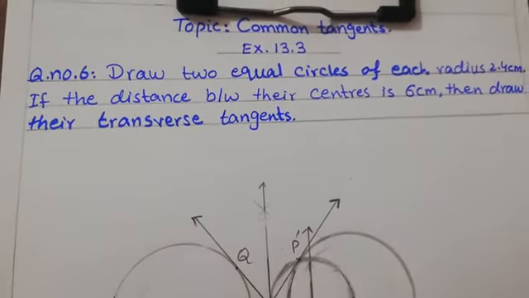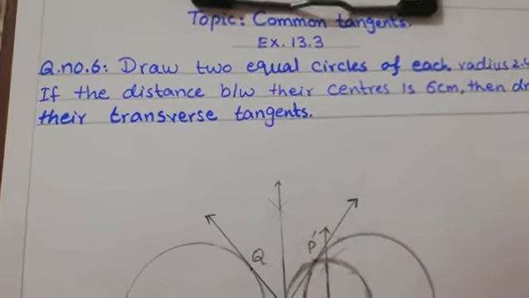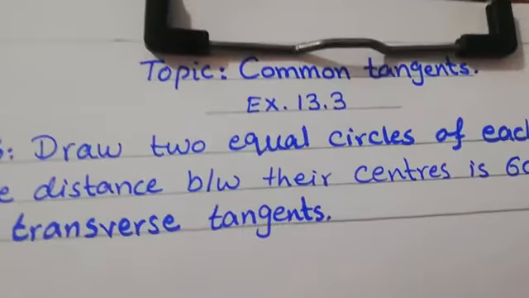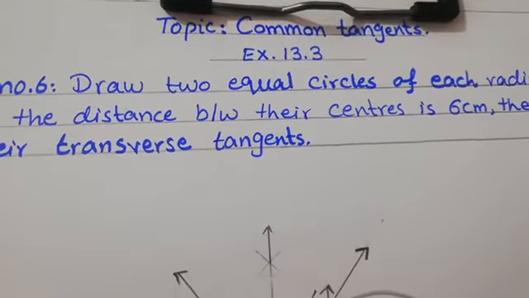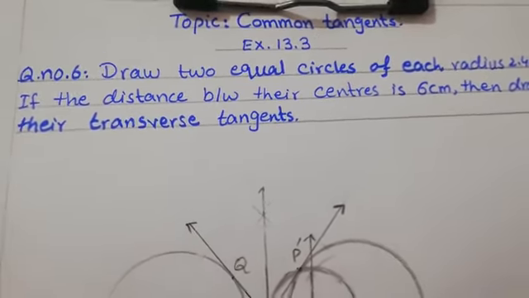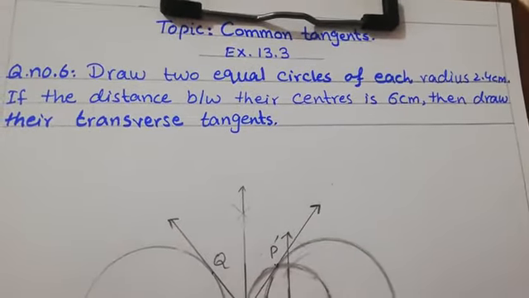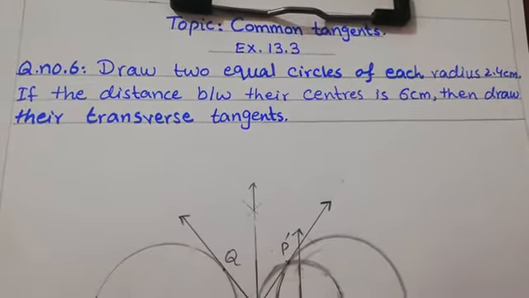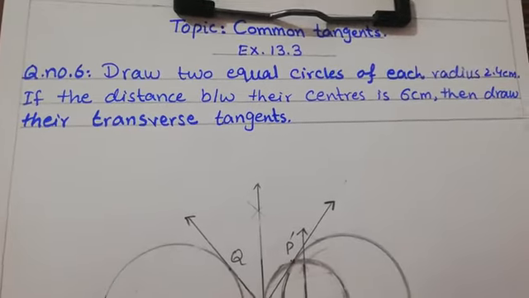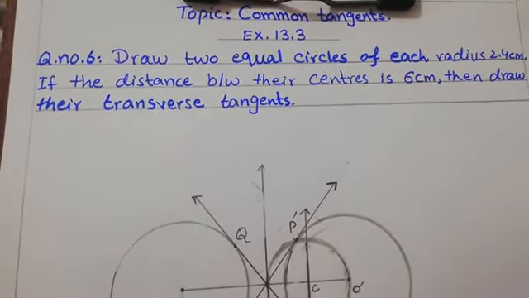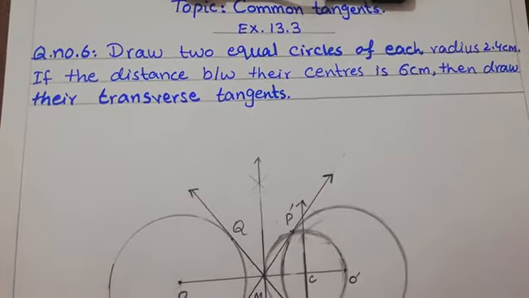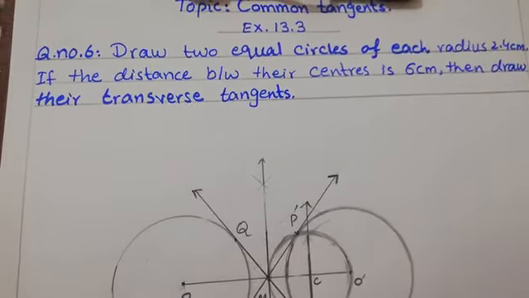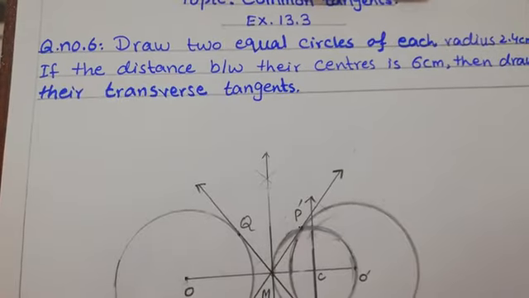Dear students, today we will discuss the common tangents. This topic is taken from exercise 13.3 from your Punjab textbook board, Bahawalpur. My dear students, before starting this, I would like to explain the common tangents of the circles. There are two types of common tangents of the circle. First one is the transverse tangent and the second is the direct common tangent.